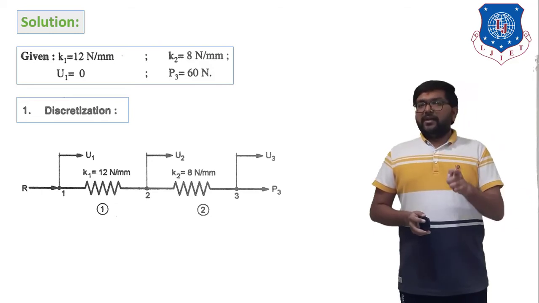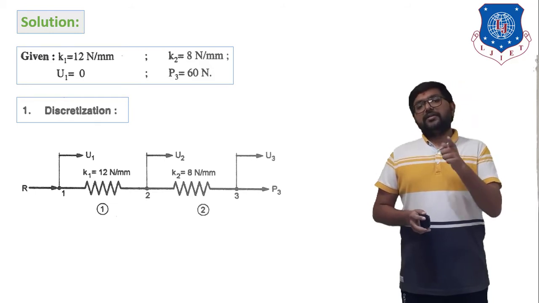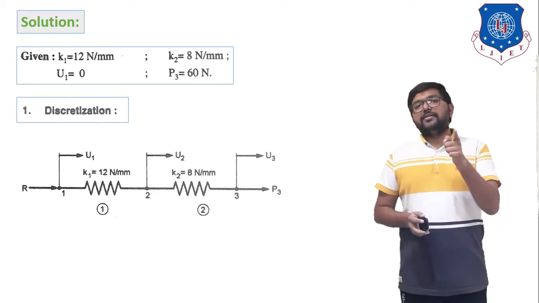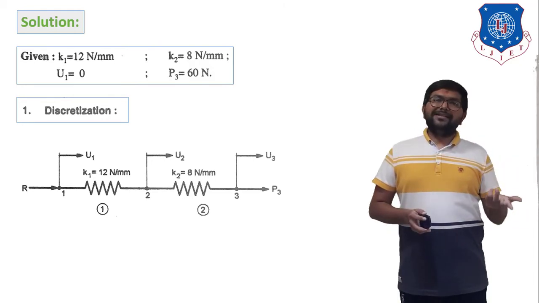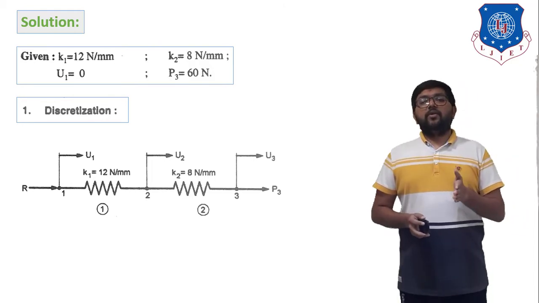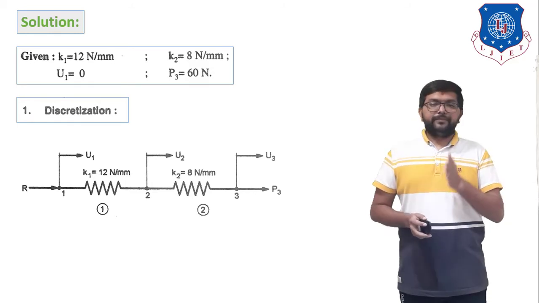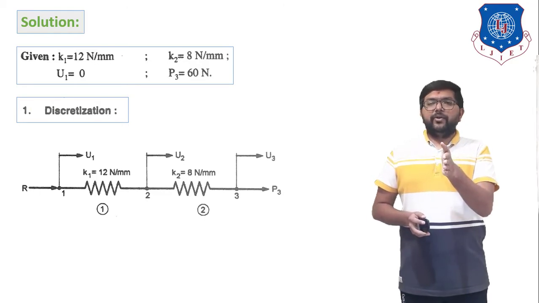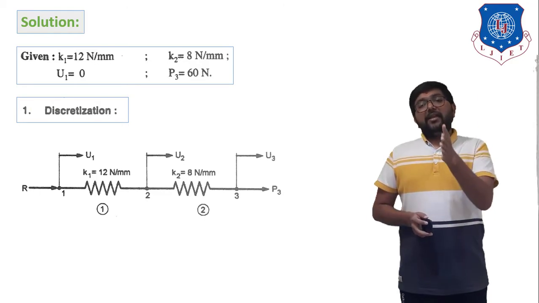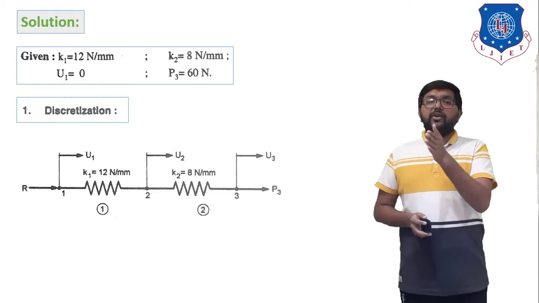The deflection at node 1 is U1, at node 2 is U2, and at node 3 is U3. We know the value of U1 is 0, so we just have to find the values of U2 and U3. The stiffness of spring 1 is 12 Newton per mm, the stiffness of spring 2 is 8 Newton per mm, and at node 3 we applied a force of 60 Newton.